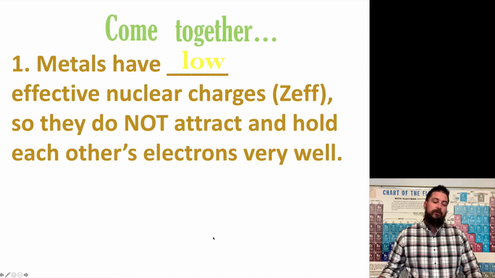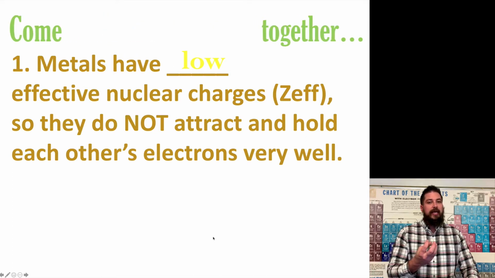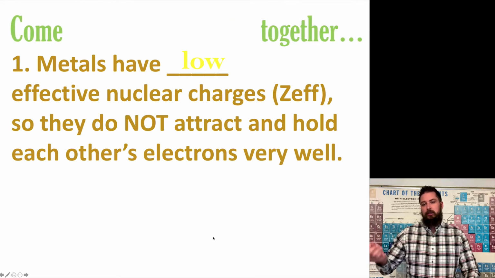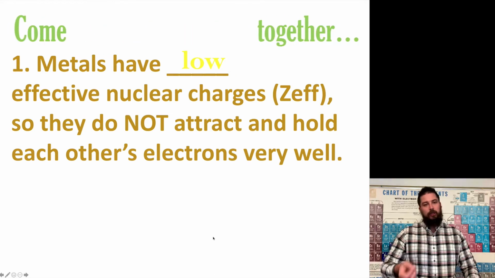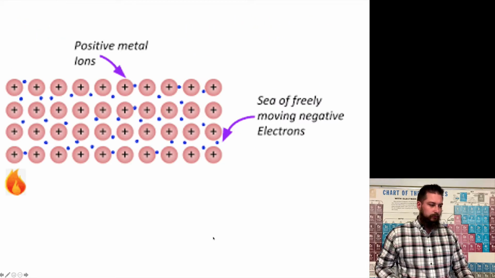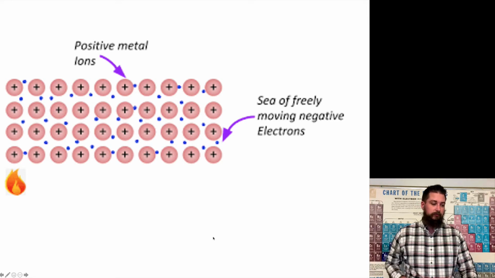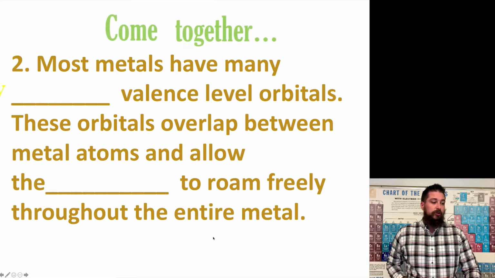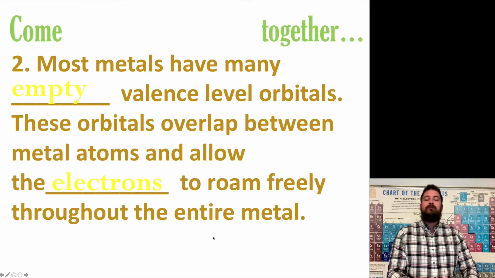Metals do have a low effective nuclear charge. That means that their attraction to their valence electrons is low as well, and because of that low attraction, those electrons are able to freely move around. So again, those electrons have very low attraction, so they can jump from one atom to another. Most metals have empty orbitals, so they have empty valence levels.